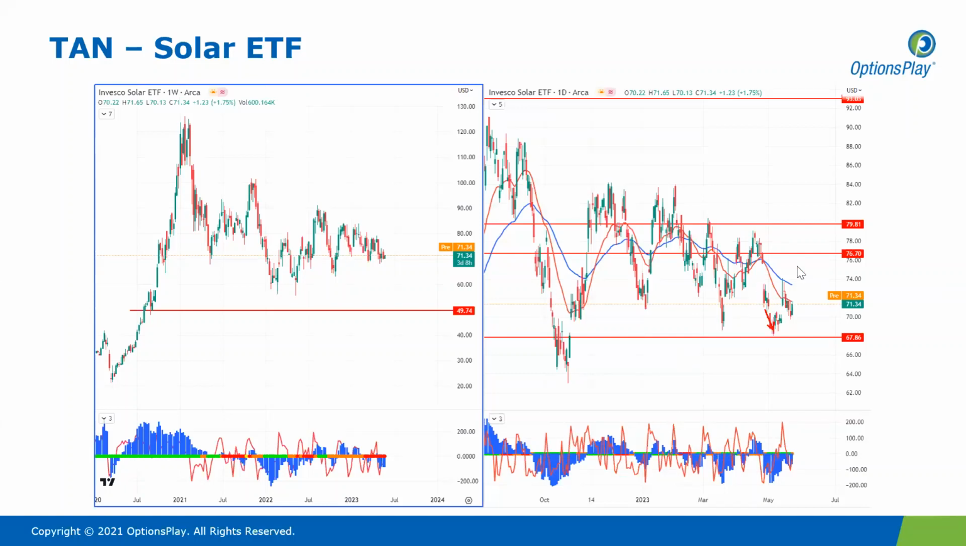However, what did concern me last week was the rejections of 74 and the rejections of the 55-day exponential moving average, which is the blue line. And price actually moved lower over the last few days. However, we saw some very bullish price action yesterday. And because price is still above 70, my bullish thesis remains intact. I still think there's a good chance of a move higher here for TAN, potentially revisiting the 76 area or even 80.